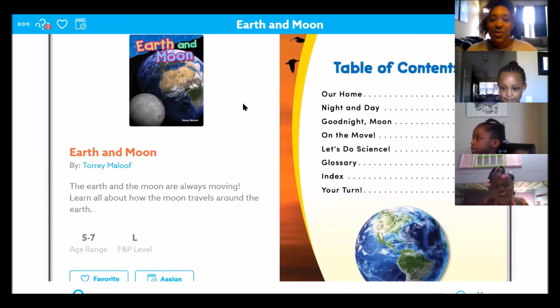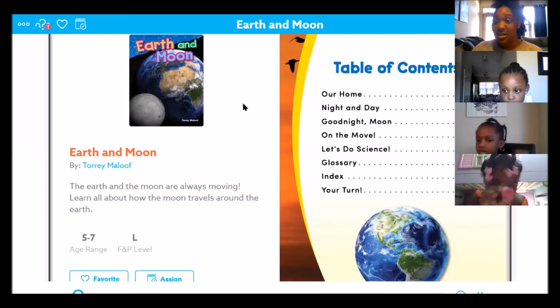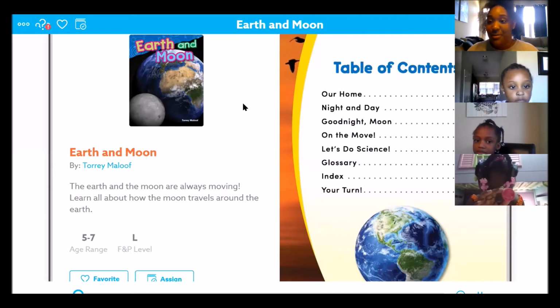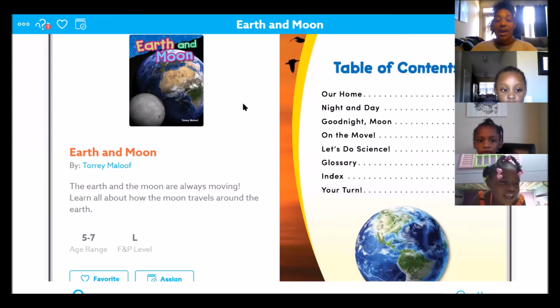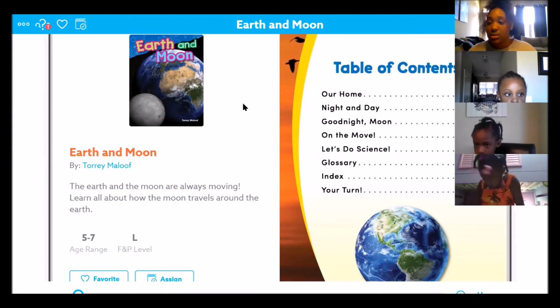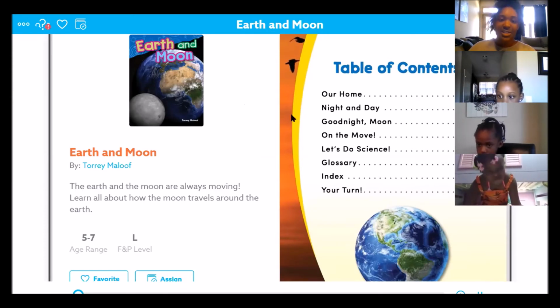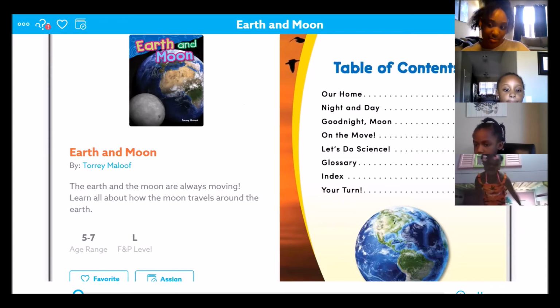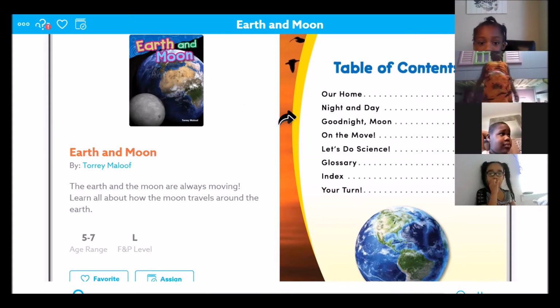So, guys, this story, well, this isn't a story because this is nonfiction. This is real information we're about to read. This book is called Earth and Moon. So remember, nonfiction is going to give us real information. This is not made up. This is not fake. This is real. Okay? So if the title is called Earth and Moon, what are we going to be talking about? The Earth and the Moon. You're absolutely right.